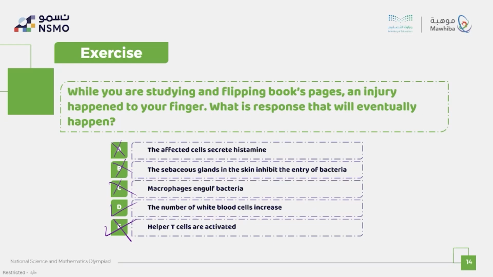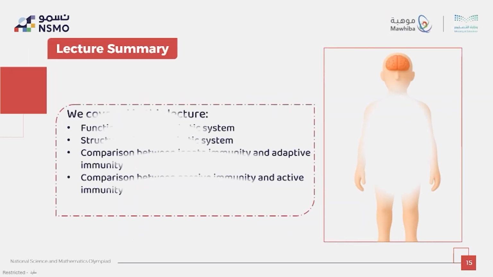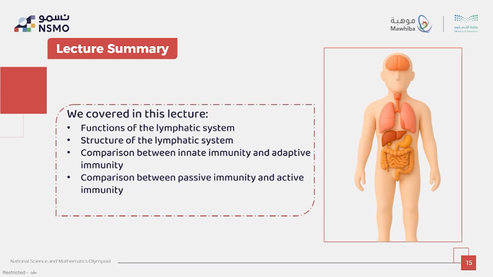So the body reacts to small injuries by increasing white blood cells to prevent infections. Don't forget that. This is the summary of our seventh and final lesson. We covered functions of the lymphatic system, structure of the lymphatic system, comparison between innate immunity and adaptive immunity, comparison between passive immunity and active immunity.